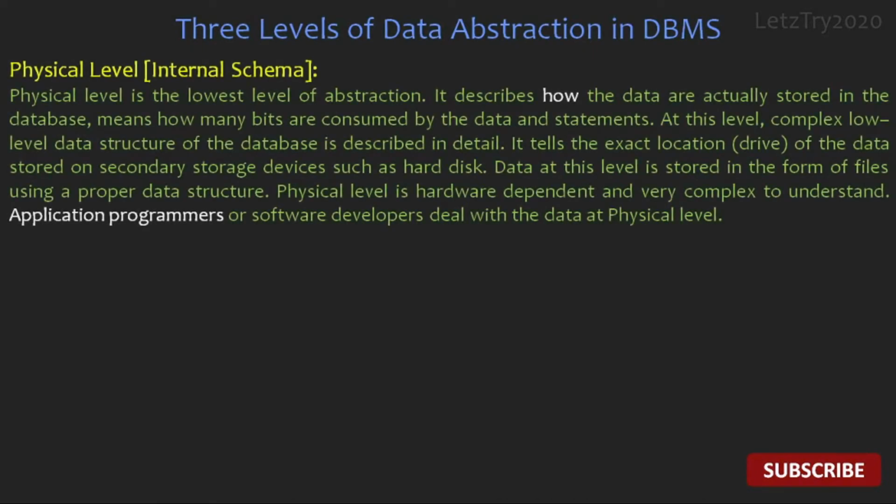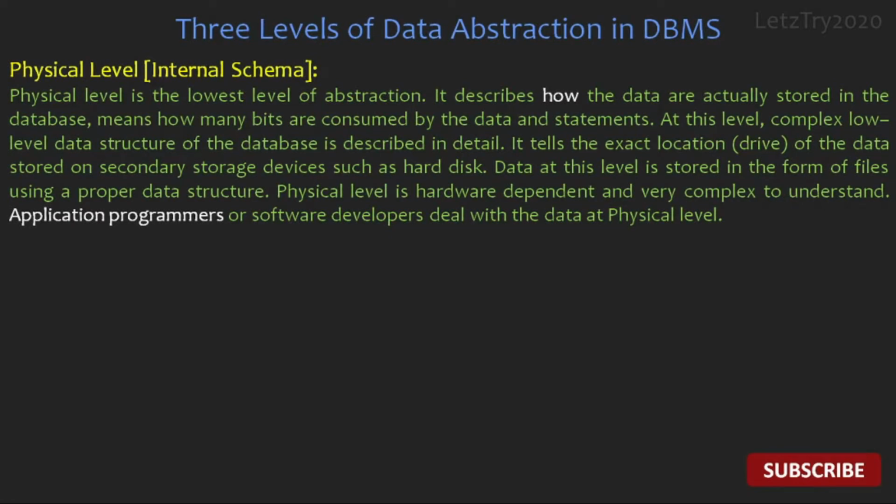Let us know the three levels of data abstraction of DBMS in detail. Now, first one, physical level or internal schema. Physical level is the lowest level of abstraction. It describes how the data are actually stored in the database, means how many bits are consumed by the data and statements. At this level, complex low-level data structure of the database is described in detail.